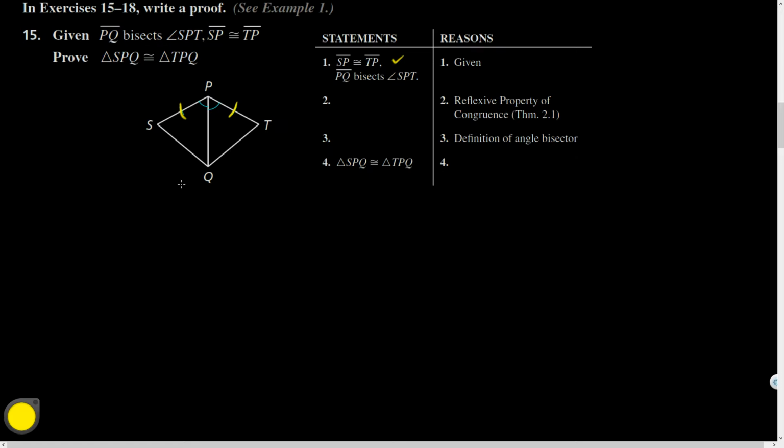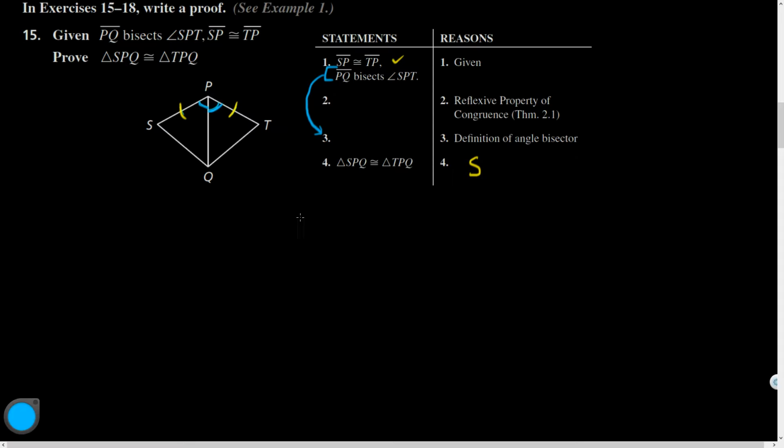So, back to this problem, friends. Notice this. I have one pair of sides congruent. I have a feeling I'm working towards a side angle side here. So that's the yellow part. I happen to know that PQ is an angle bisector. So if that is an angle bisector, I think that's going to help me out right here using the definition of angle bisector.